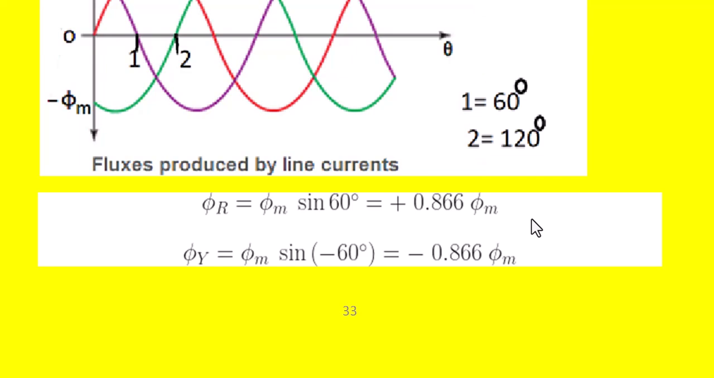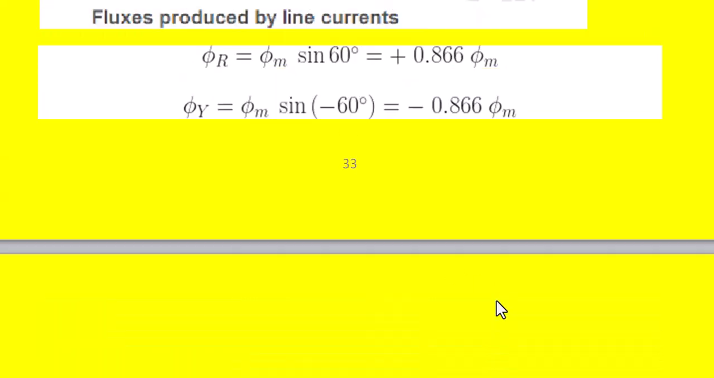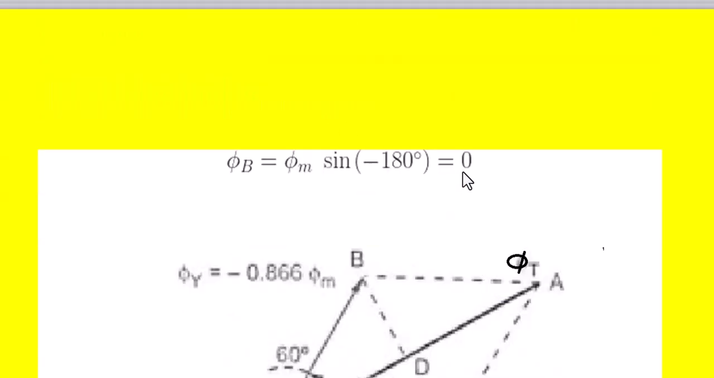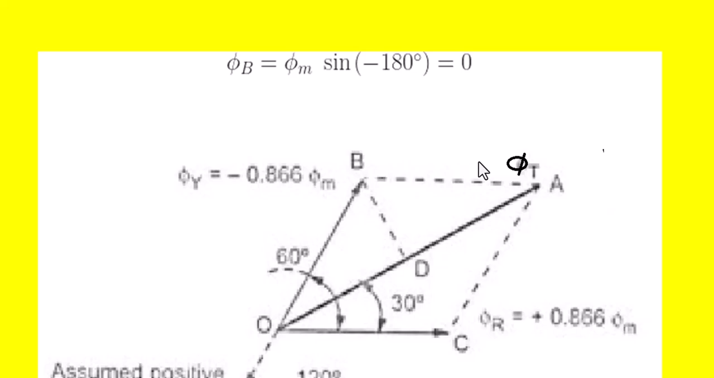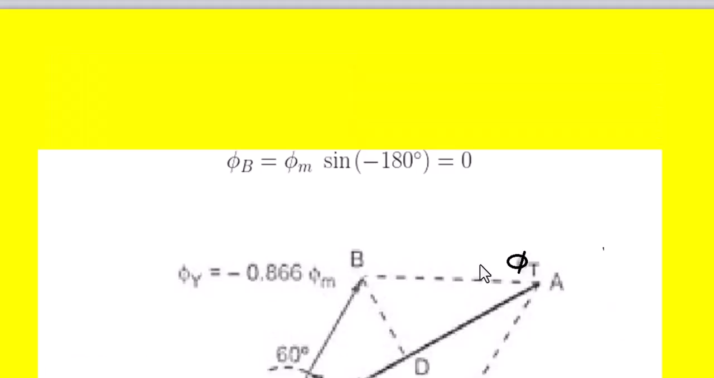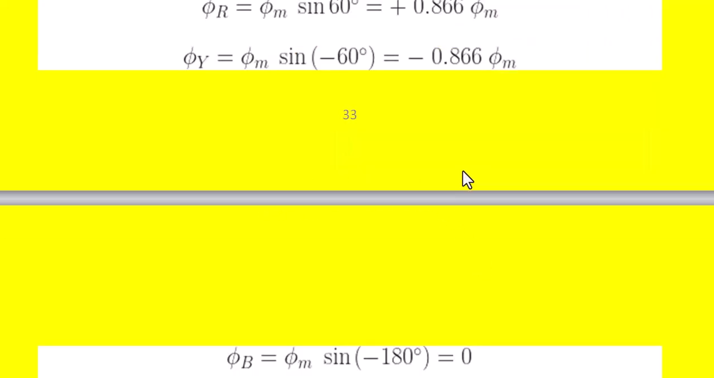Phi r is equal to phi m sine theta. Similarly, phi y is phi m sine of theta minus 120 degrees. Phi b is phi m sine of theta minus 240 degrees. So replacing theta with 60 degrees, phi r becomes 0.866 phi m, phi y becomes minus 0.866 phi m, and phi b becomes 0. And then drawing the vector diagram for this, the positive direction is the phi r direction in the original vector diagram, and here also the same, whereas phi y's assumed positive direction is different, and here we are getting negative.